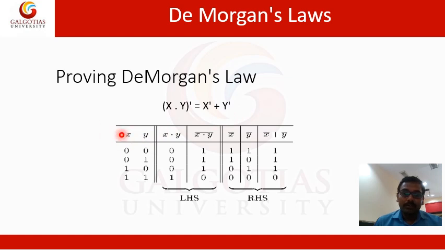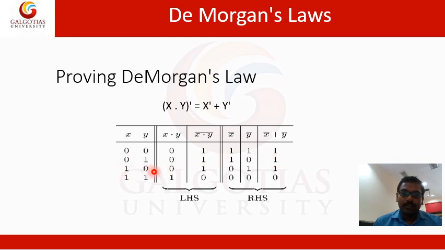So let's say we have two variables X and Y, and in the first combination of the inputs, X is 0 and Y is 0, X dot Y will be 0, and the complement of X dot Y will be 1. Similarly, the sum of the complements, that is X bar plus Y bar, will be 1. Now for the second case, X is equal to 0, Y is equal to 1, then X dot Y will be again 0, but its complement will be 1. Similarly, X bar plus Y bar will also be 1.